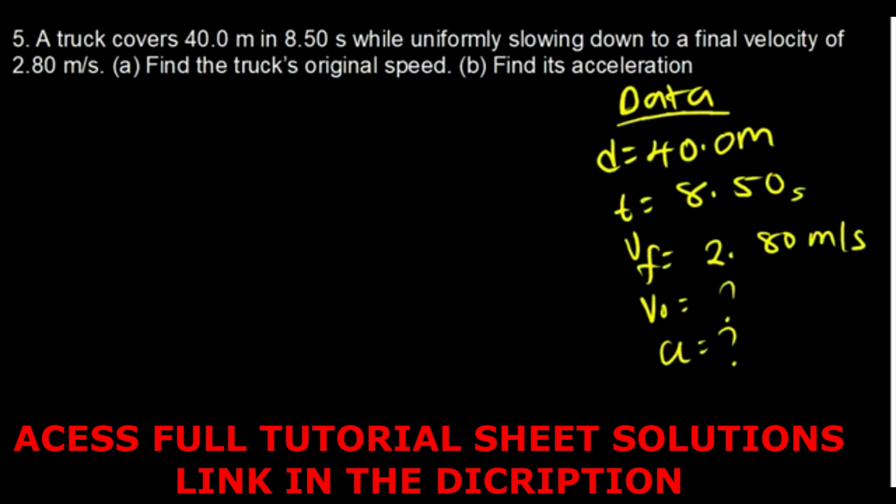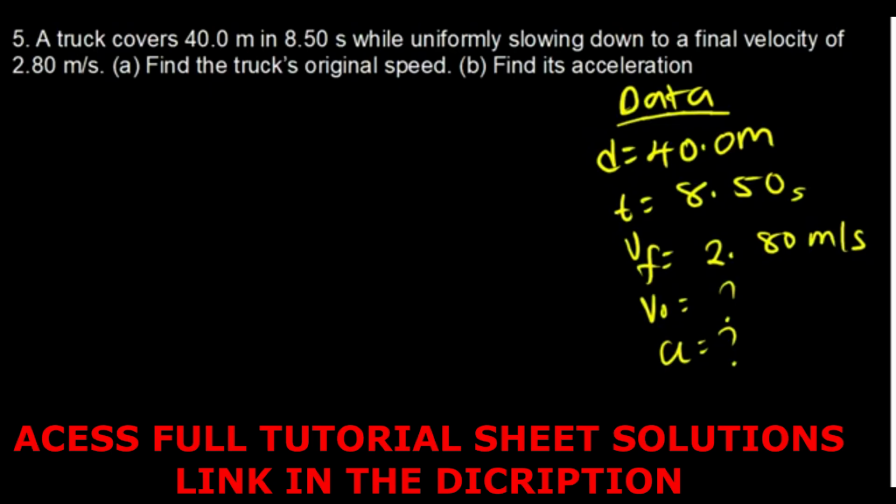Okay, so before you solve any physics question, the first thing to do is to come up with data. As you can see, I've come up with data. I have the displacement, which you can call d or x or s, that is okay. Our displacement is 40 meters. The time is 8.50 seconds. Then we have the final velocity as 2.80 meters per second, but we don't know the initial velocity. We also don't know the acceleration. So as you can see, I've put a question mark on acceleration and the initial velocity.